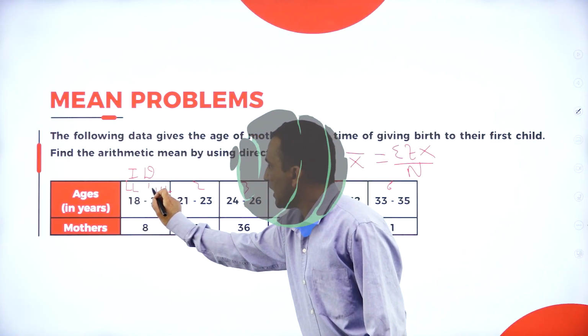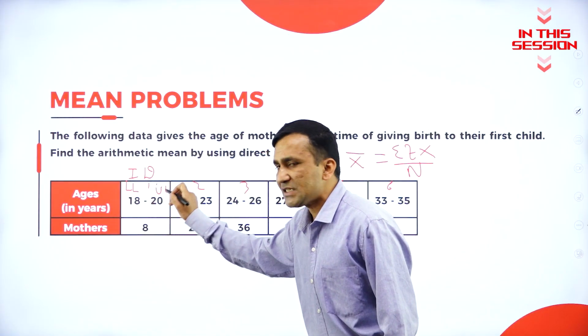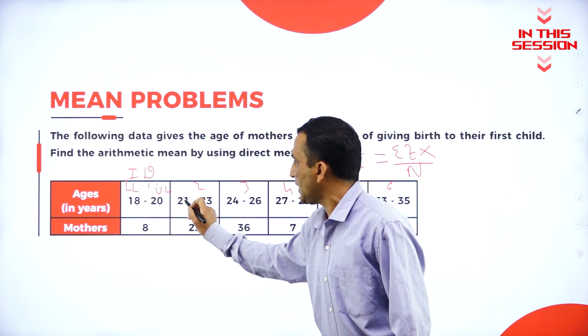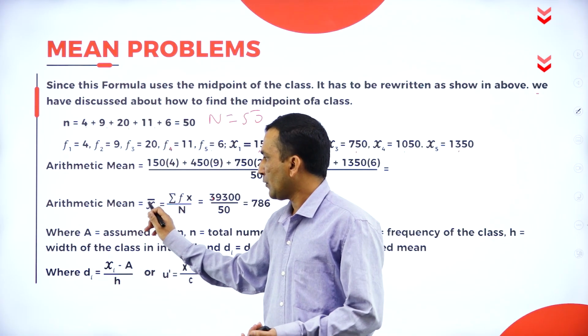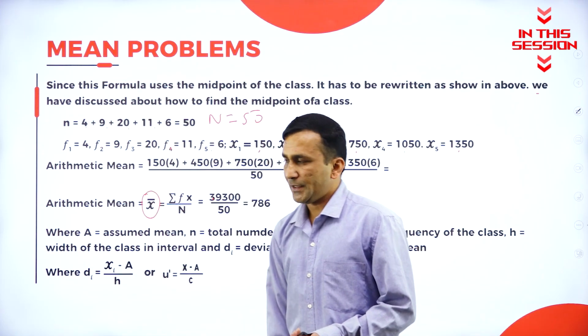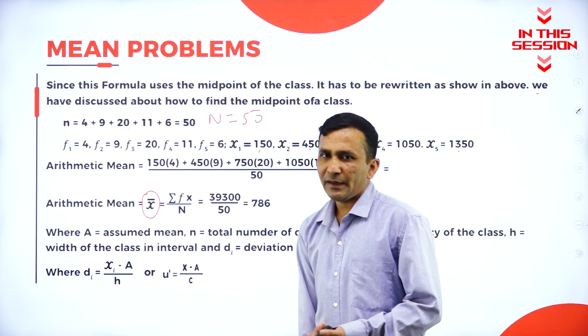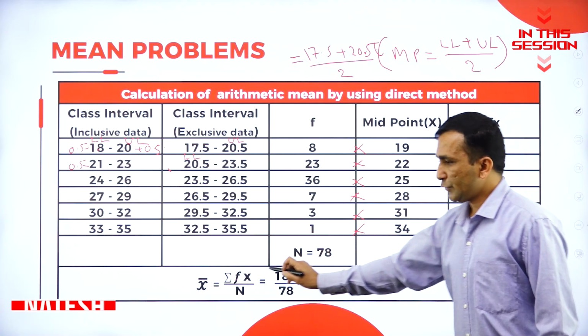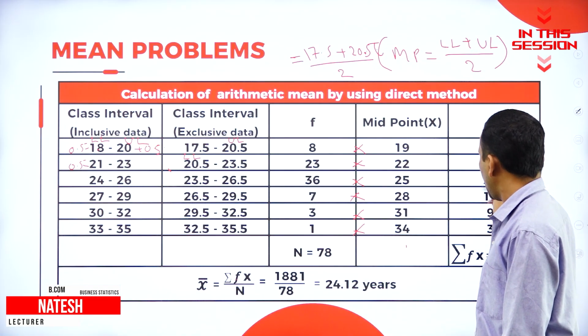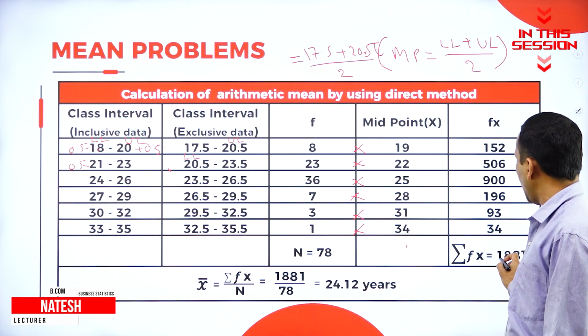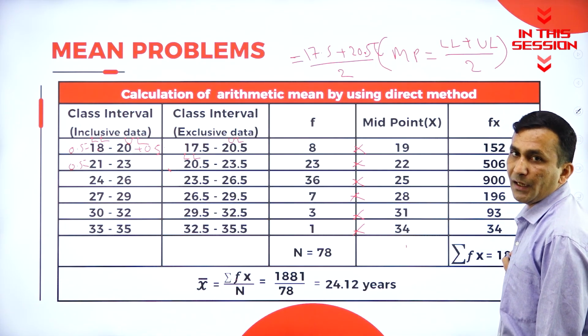When the first class upper limit 20 is carried for the next second class as 20, then that is exclusive data. Arithmetic mean formula, symbolically x bar, is sigma fx divided by capital N. According to the formula, I want to take the summation for all this together and add. Finally, I am getting 1881.